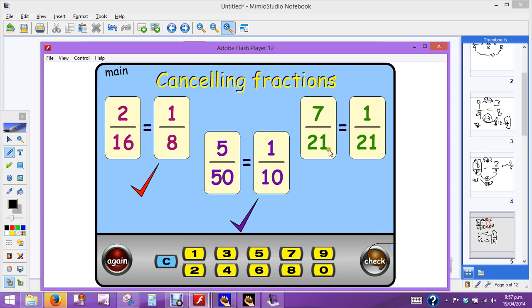Didn't like that one. It's because it's not 21 on the bottom. Need to clear that. 7 divided by 7 is 1. 21 divided by 7 is 3. So that's another way of saying a third.